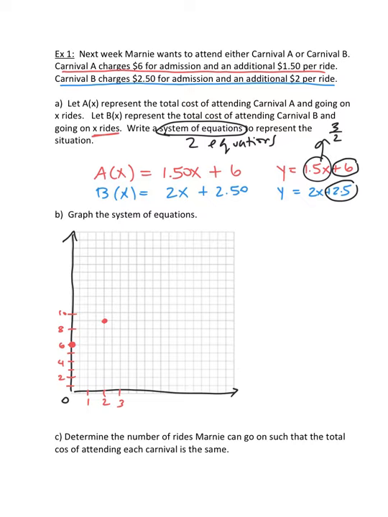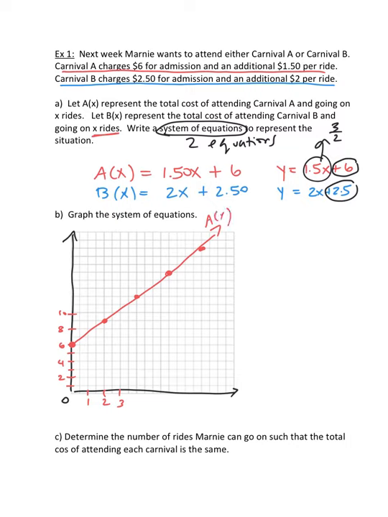So I'll go 1, 2, 3, and then across 1, 2, 3, 4, so that it covers more of the graph. 1, 2, 3, across 1, 2, 3, 4. And there's my first line, which represents carnival A, or A of x.